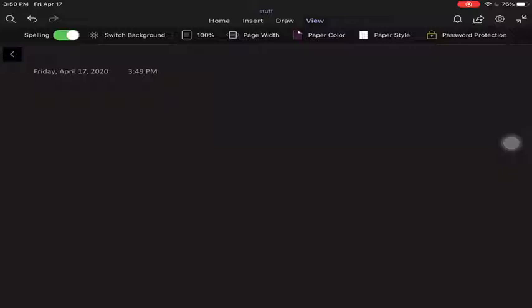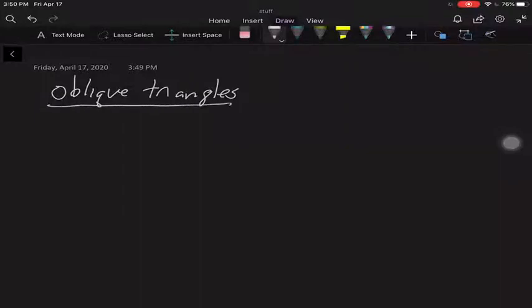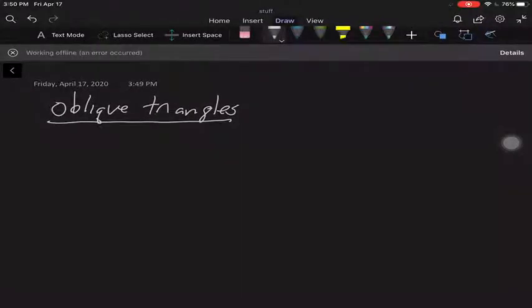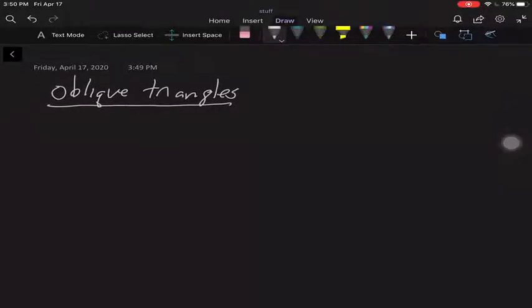Today we're going to be talking about oblique triangles. So what is an oblique triangle? An oblique triangle is a triangle that does not contain a right angle. So everything that you've learned about right triangles goes out the window with oblique triangles.